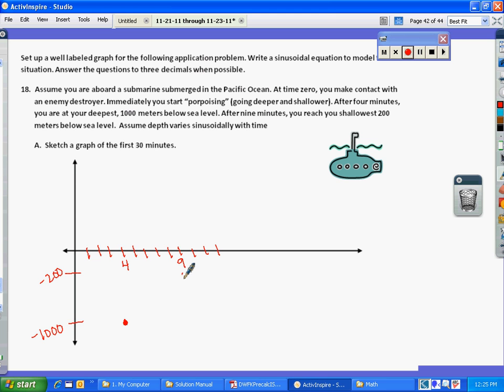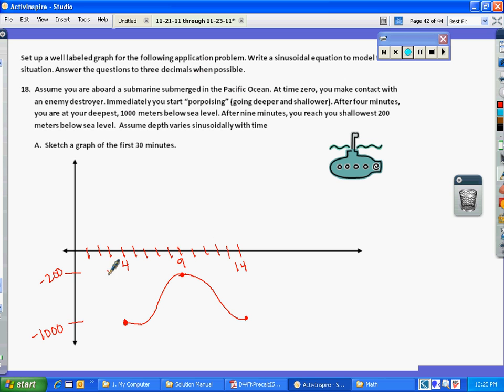So then you have to kind of complete your function. Notice that this is only half of a negative cosine, so you have to finish it. And if you notice, between 4 and 9 is 5 minutes. So you have to count 10, 1, 2, 3, 4. Another 5 minutes is going to be 14 minutes. So you're going to reach your deepest again at 14 minutes. So there's going to be one complete cycle of this situation.